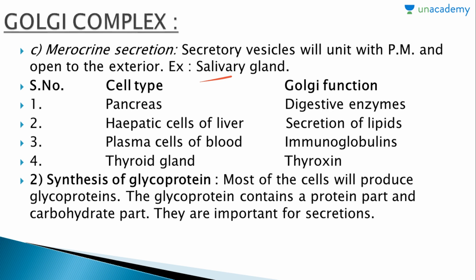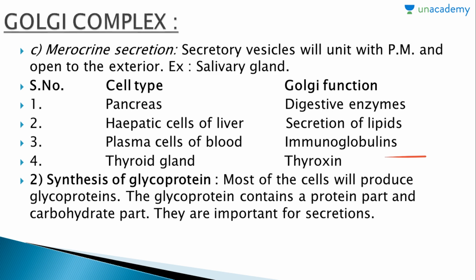Again, these are the cell types and Golgi functions in different types of cells. In the pancreatic cells, they function in producing digestive enzymes. In hepatic cells of the liver, they help in the secretion of lipids. In the plasma cells of blood, they help in the formation of immunoglobulins. In the thyroid gland, they help to produce the thyroxine hormone.